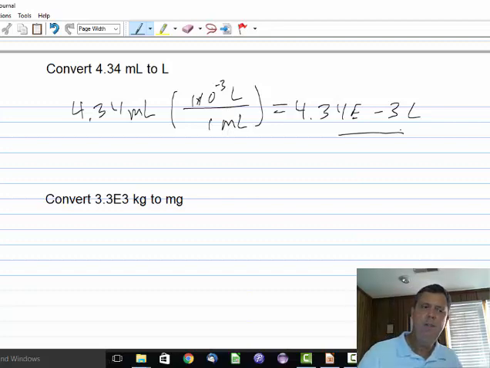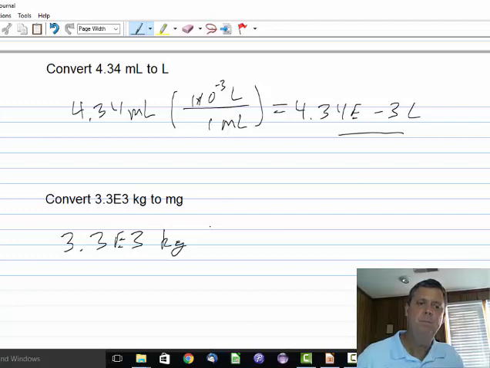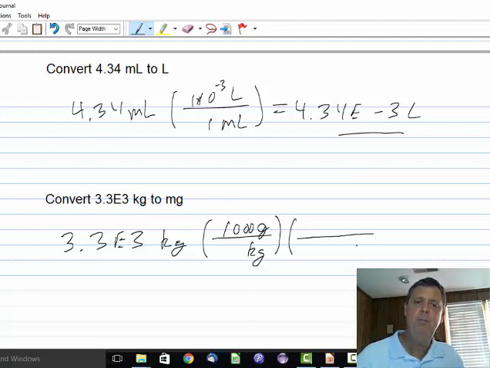Just one more with 2 steps. Again, try this yourself first. Then follow my answer here. Make sure we agree. All right, so 3.3 times 10 to the 3rd kilograms. Hopefully, if you work this out, you went from kilograms to the base unit first, to grams, so really like we did up front, same thing. Then we go from grams to milligrams.